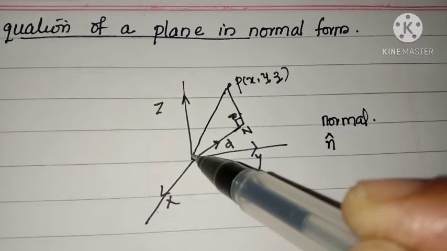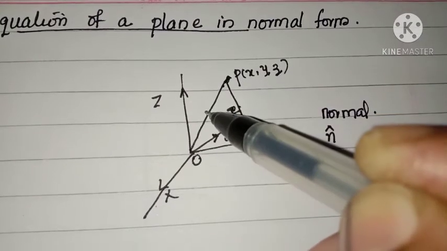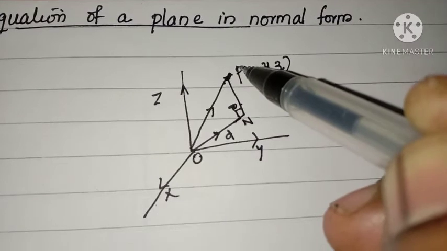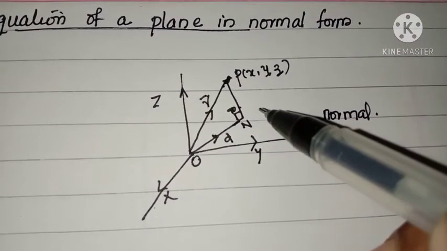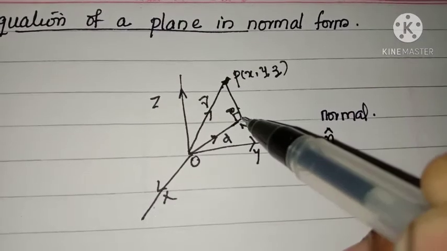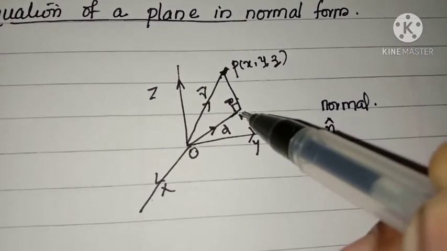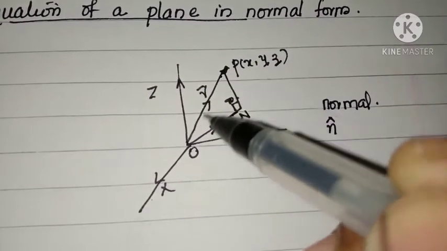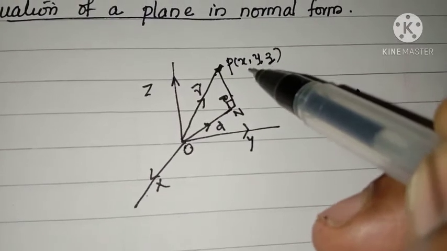Now take this center as O. P is a point and therefore OP is the position vector of the point P, and take it as vector r. So ON is the normal from the origin, NP is a perpendicular from the normal to this point, and r is the position vector of this point P with the coordinates x, y, z.